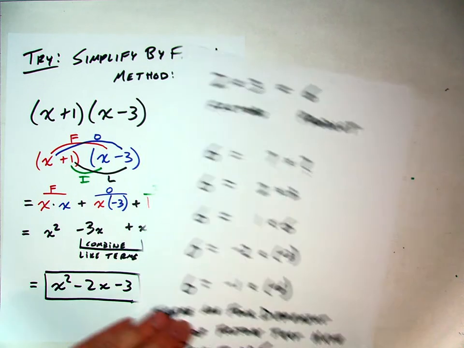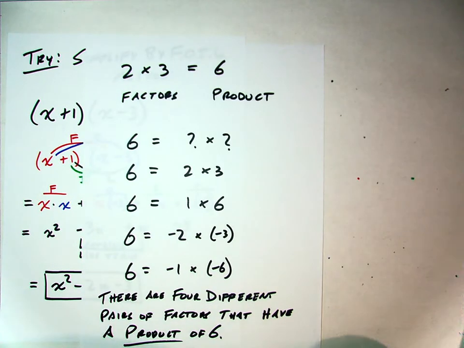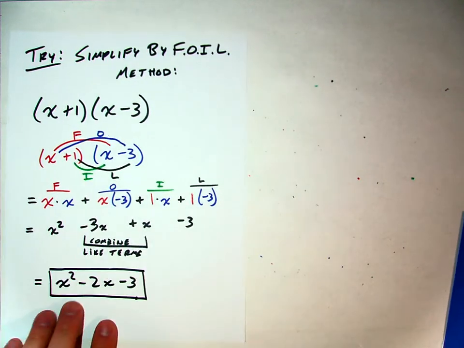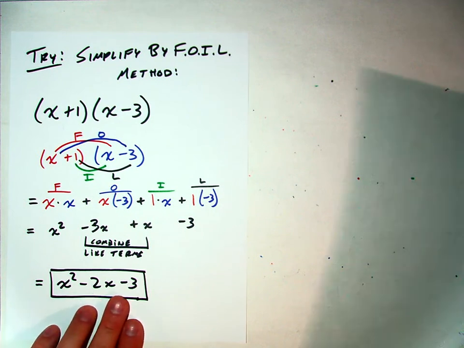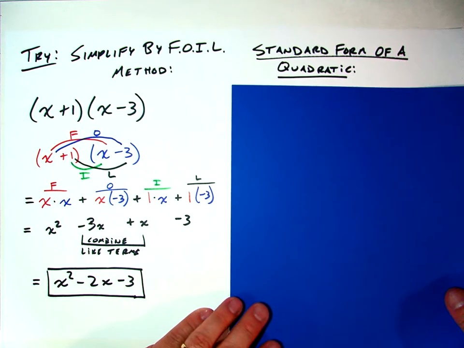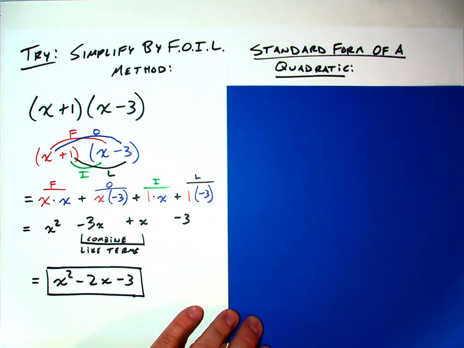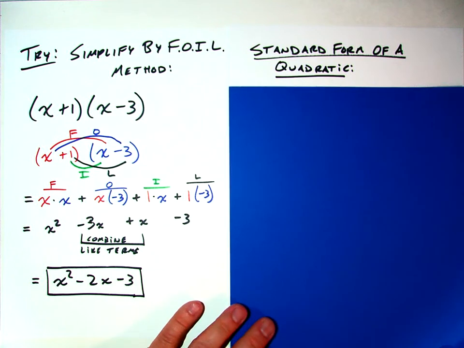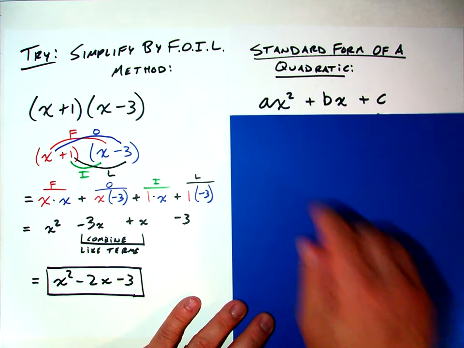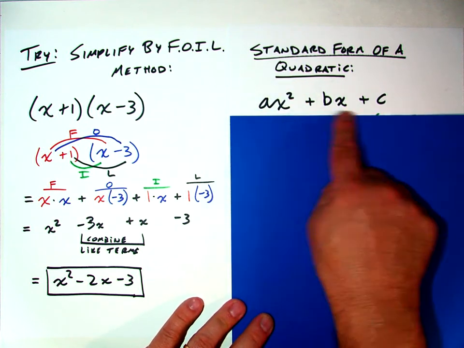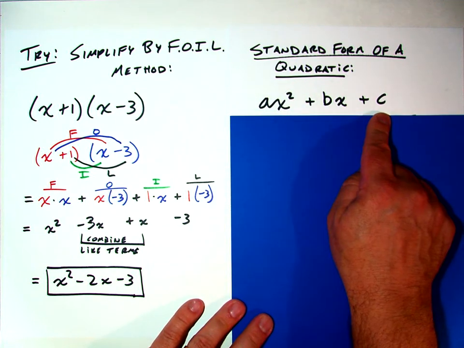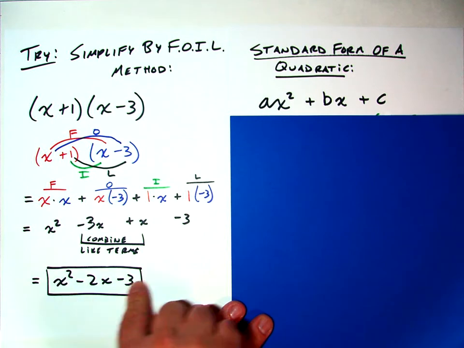But I'm going to talk a little bit about quadratics for a second here. So we have this quadratic expression, x squared minus 2x minus 3, and it's in what we call the standard form of a quadratic. Now, back when we did linear equations, we had a standard form of a linear equation where we could graph the intercepts based on the standard form. But now this is a standard form of a quadratic, and it's going to look like this: ax squared plus bx plus c. This is what's called the standard form of a quadratic expression or a quadratic equation. And in this form, there's 3 terms.